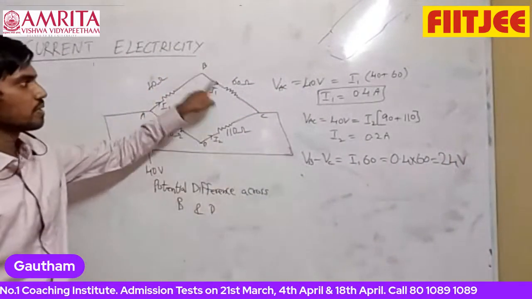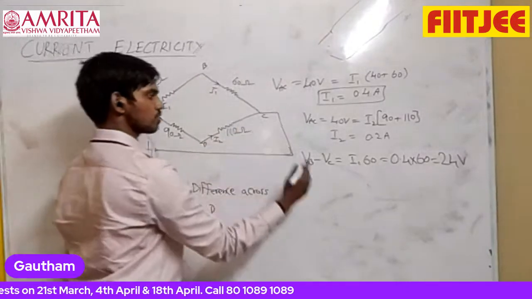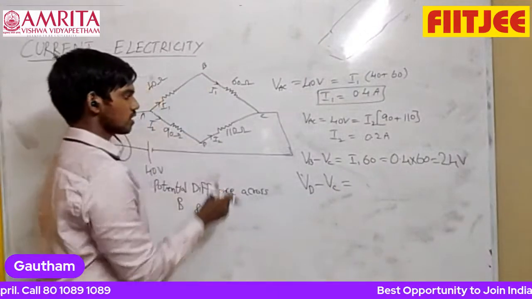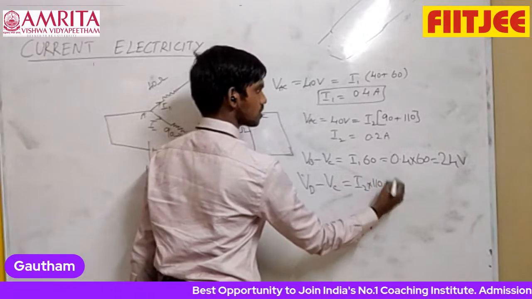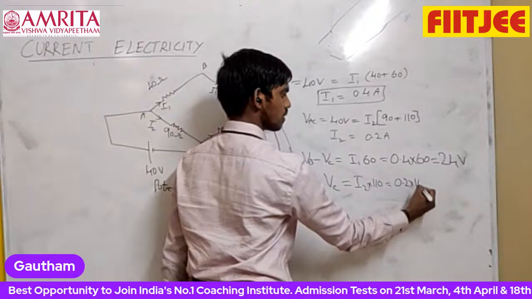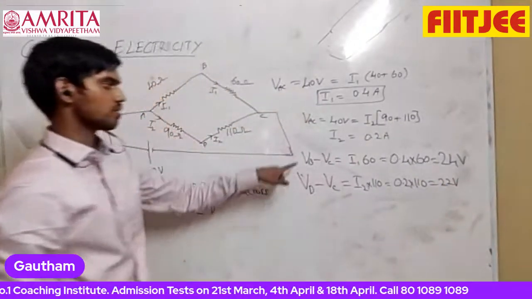That is the potential drop between B and C. Similarly, the potential drop between D and C, higher potential, lower potential. So potential at D minus potential at C is equal to I2 into 110. I2 is 0.2 into 110, 11 into 2, 22 volts.